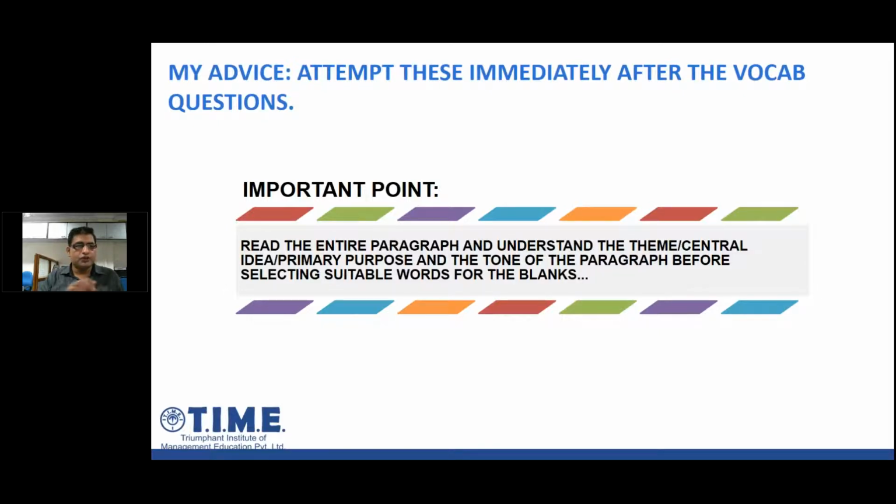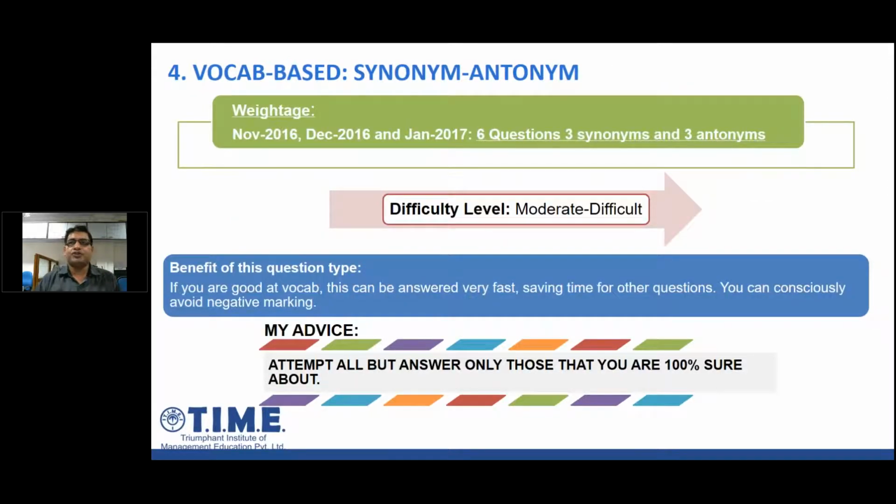We move on to the next question type. Now we are entering the vocab based questions, and that is the first type, synonym and antonym. Unlike what some students may think, synonym and antonym questions have a very small weightage. In the last 3 years' papers that I have seen, there are just about 6 questions, 3 synonym questions, 3 antonym questions, and the level is definitely more difficult than tier 2, but not that deadly difficult. The only shortcoming is only 6 questions.